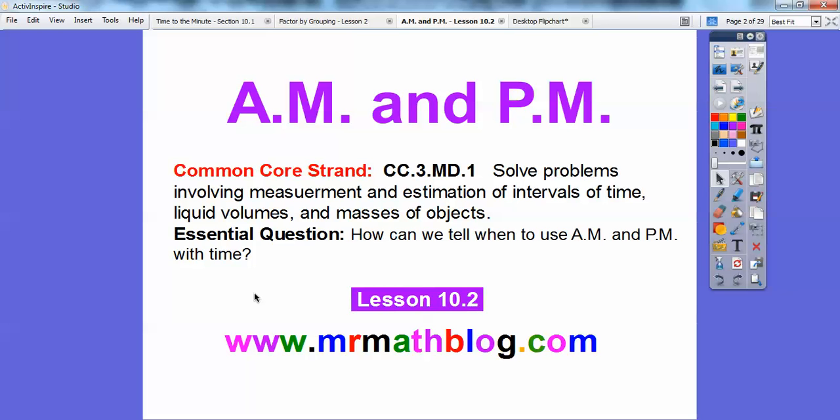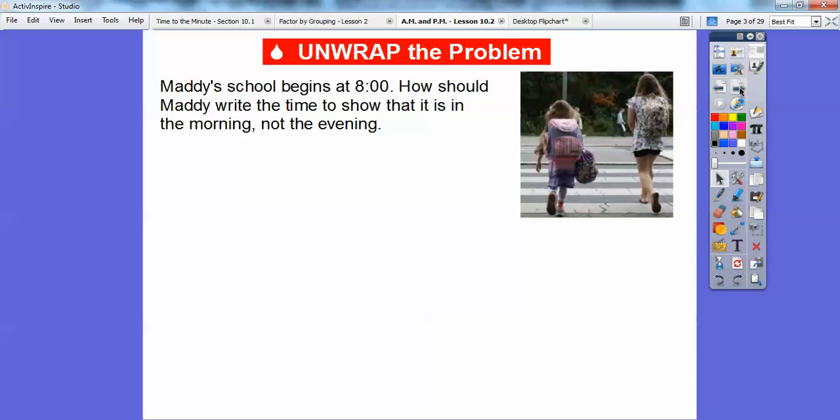Okay, so there's our common core strand, and our essential question is, how can we tell when to use AM and PM with time? Okay, all right, so we have several examples here, and this lesson will go fast, you guys. So here's one. Maddie's school begins at 8 o'clock. What should Maddie write the time to show that it is in the morning, not the evening?